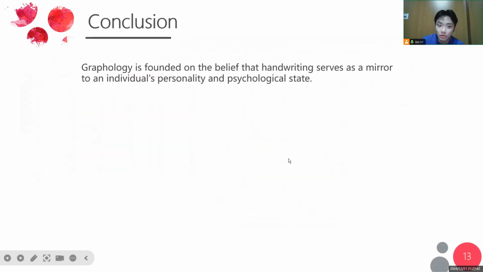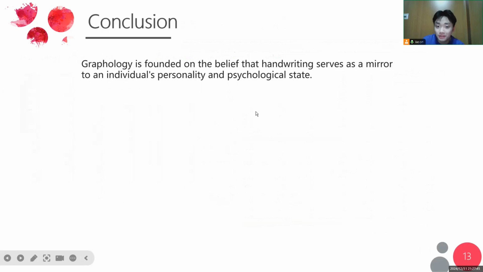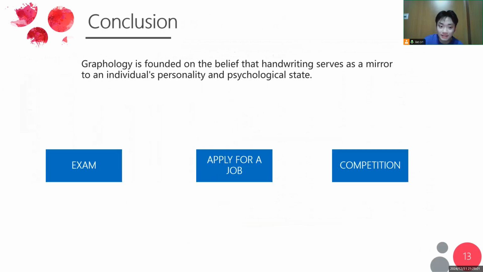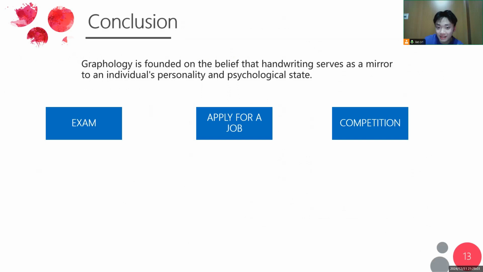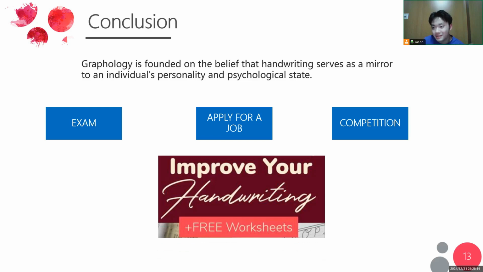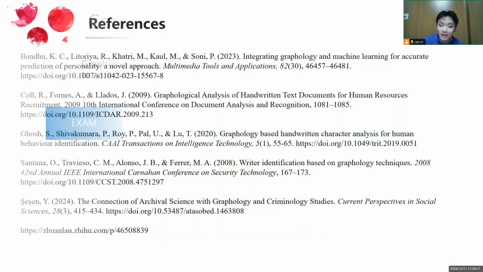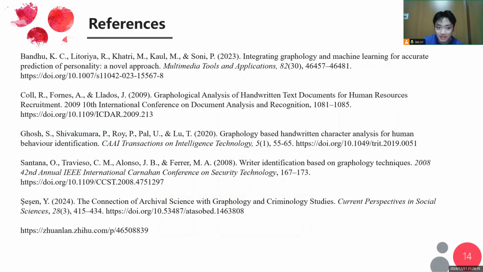And I draw a simple conclusion. Graphology is founded on the belief that handwriting serves as a mirror to individuals' personality and psychological states. And at least good handwriting can help you do a lot of other things, like in the exam, or you can get bad grades, and when you apply for a job, or in the interview, when you enter the labor market, or in some competitions. So start improving your handwriting now. It's never too late.